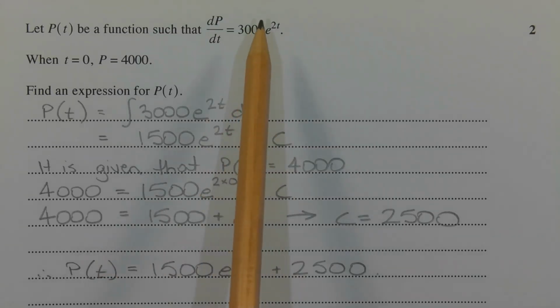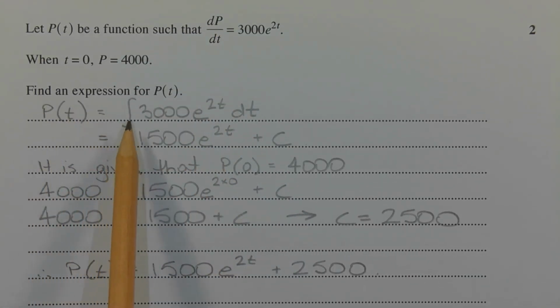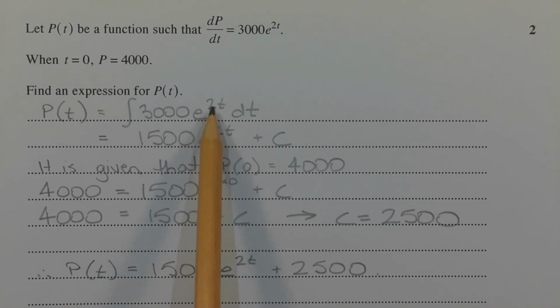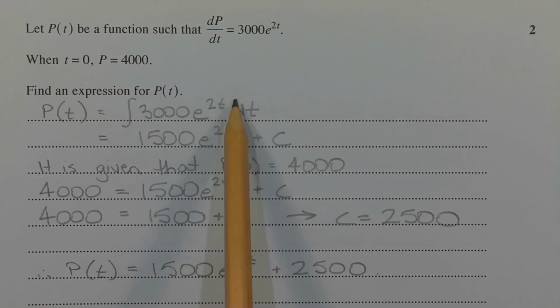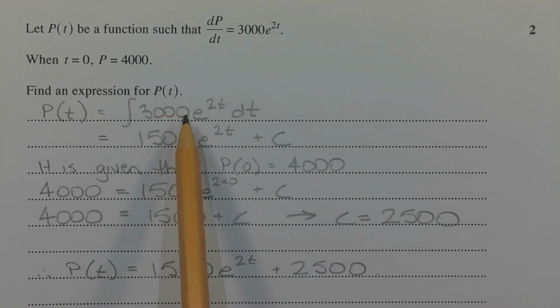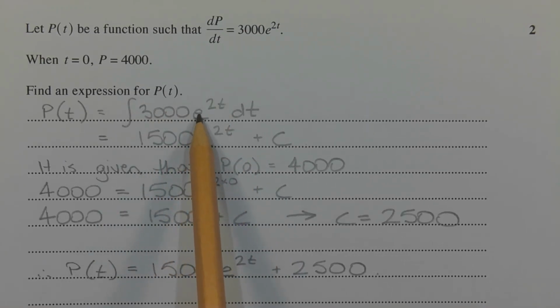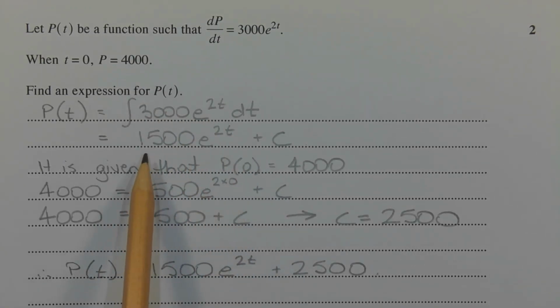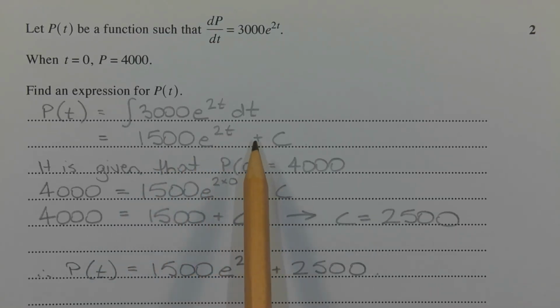So firstly, let's integrate dP/dt. So P of t is equal to the integral of 3000 e to the power of 2t dt. Now, integrating an exponential function, it remains the same. However, we need to divide by the derivative of the index. So 3000 e to the power of 2t when integrated is 3000 e to the power of 2t divided by 2, which gives us 1500 times e to the power of 2t plus the constant of integration c.